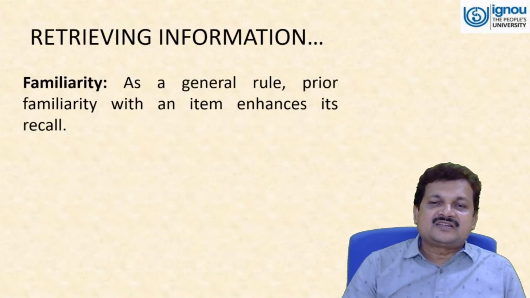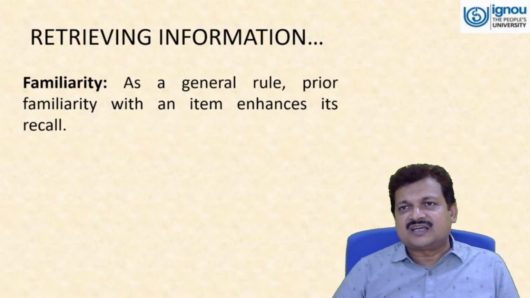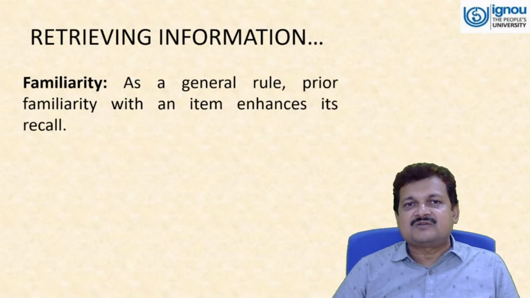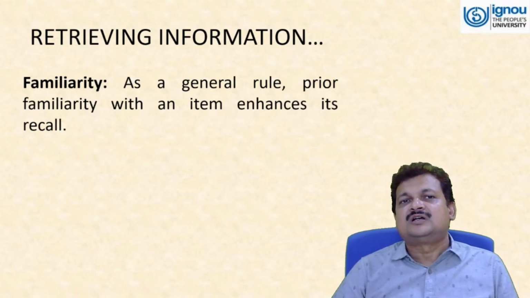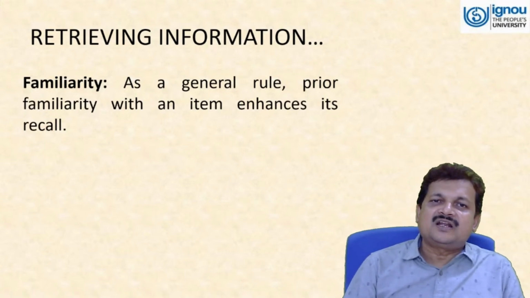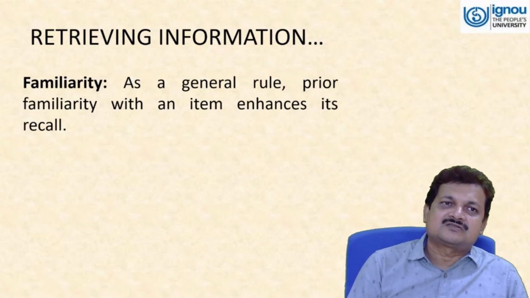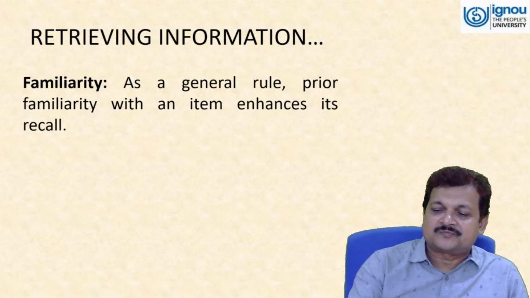Retrieving information: familiarity. When I have seen some objects before, the familiarity will be there, so it is quite easy to retrieve. If you have not seen this particular object earlier, retrieving is difficult. Like, if you have not read any story book and you are trying to recall it, it's quite difficult. Or if you have read it once and forgot to read it again and again, recalling is also quite difficult. Familiarity means you have seen a similar kind of picture or similar contents, so retrieving is quite easy.